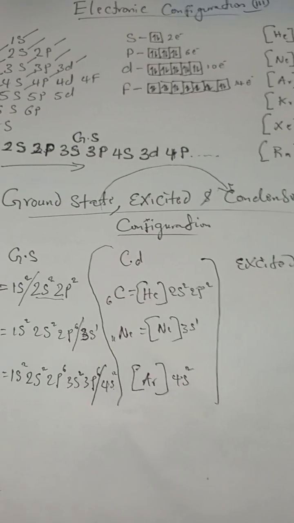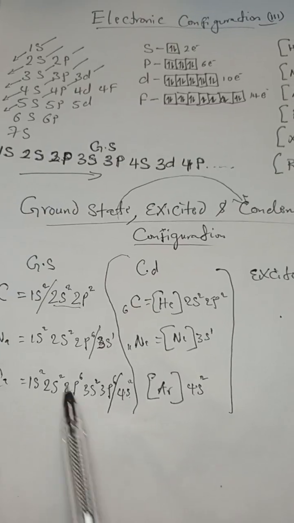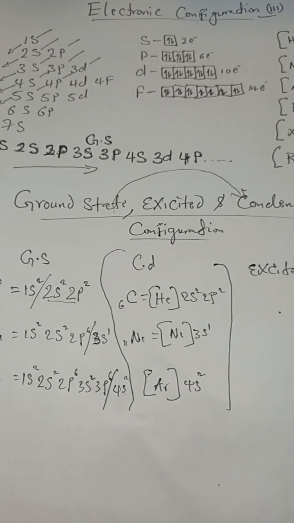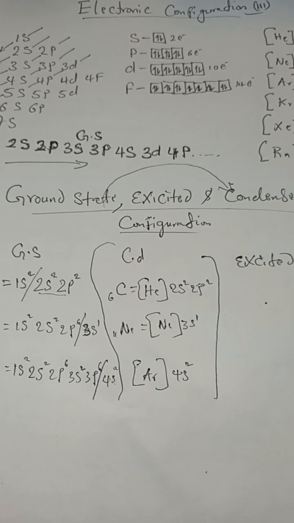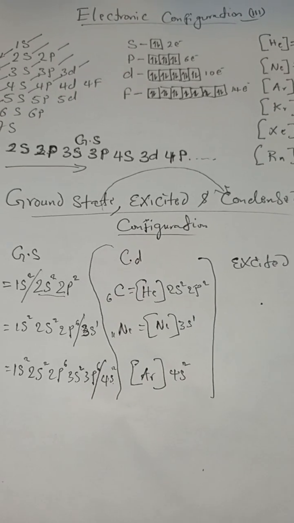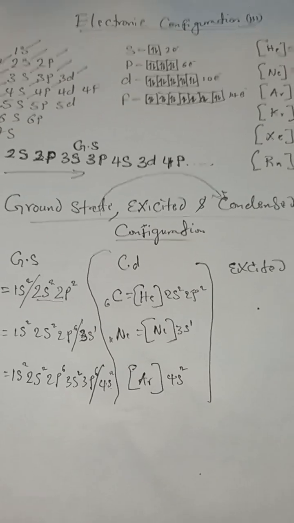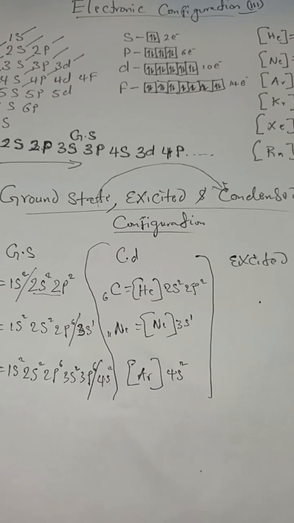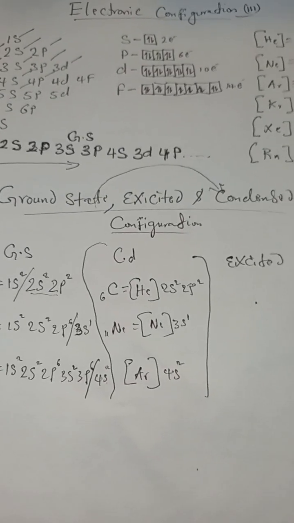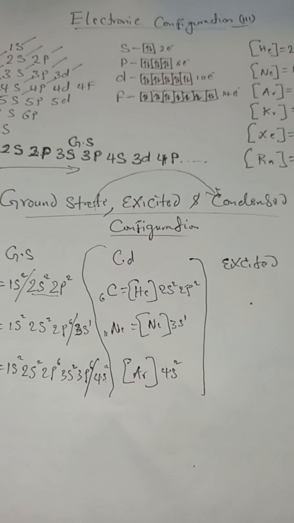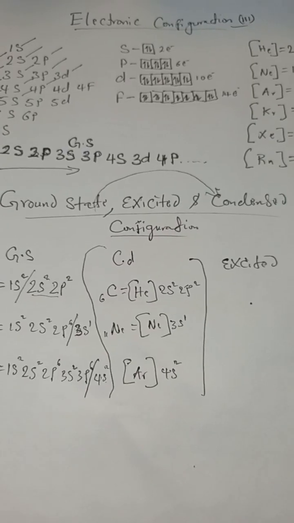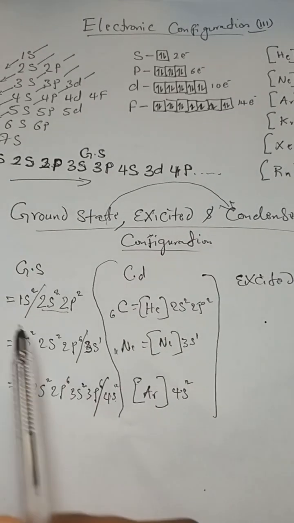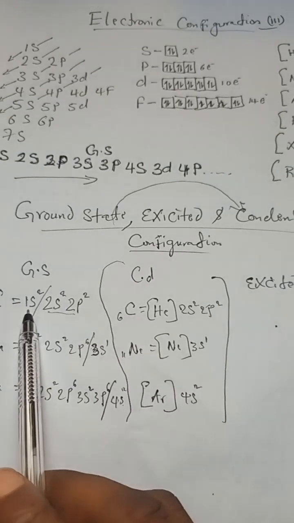So the only difference between excited state and ground state is that in ground state we strictly follow the Aufbau principle first, but in excited state, because electrons jump from a lower energy level to a higher energy level, they don't really prioritize that principle, because they can move and rearrange at any time, as soon as they receive energy.